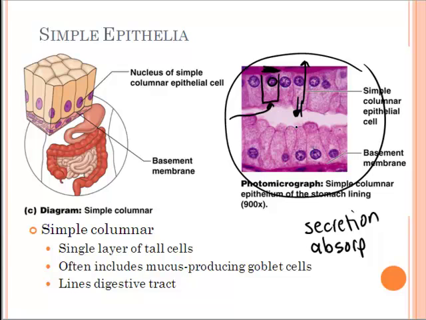I also want you to notice, you can kind of see this fuzzy-like substance on the tips of these cells here. Those are microvilli. And we see this in the cells of the intestine. But whenever you see microvilli, whenever you see these extensions of a cell, it's always related to the surface area.